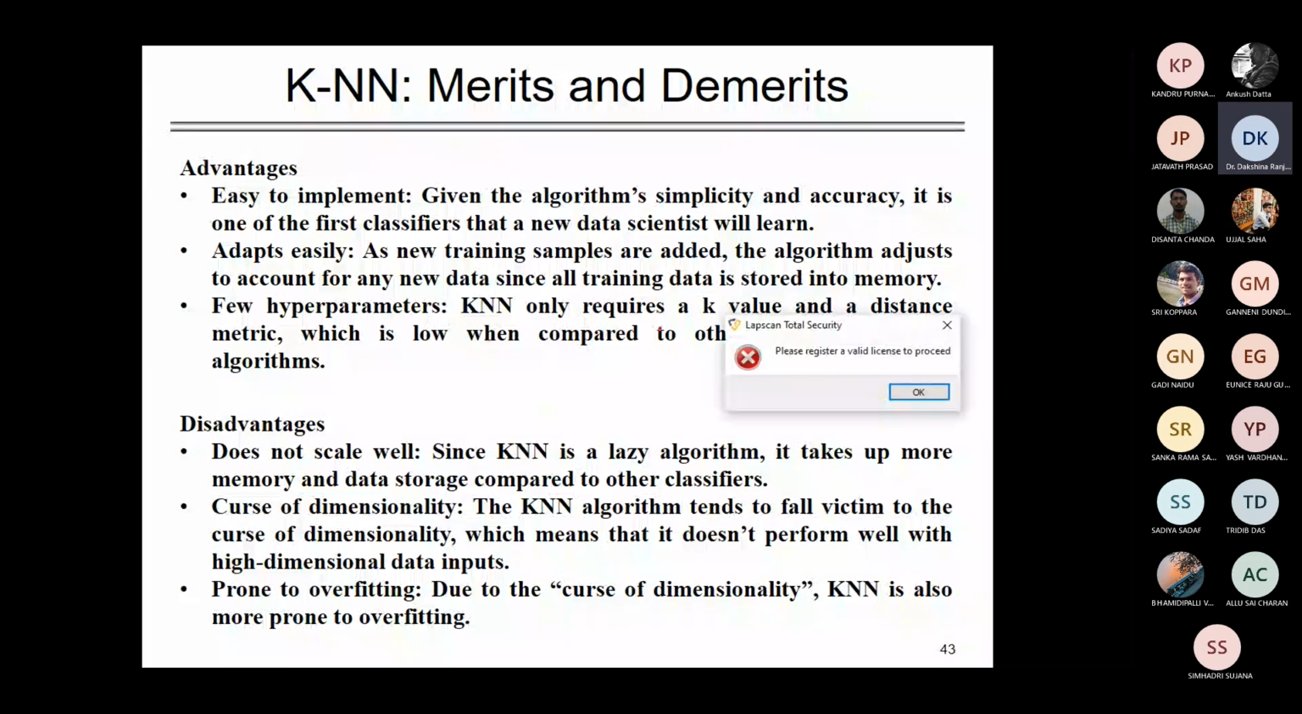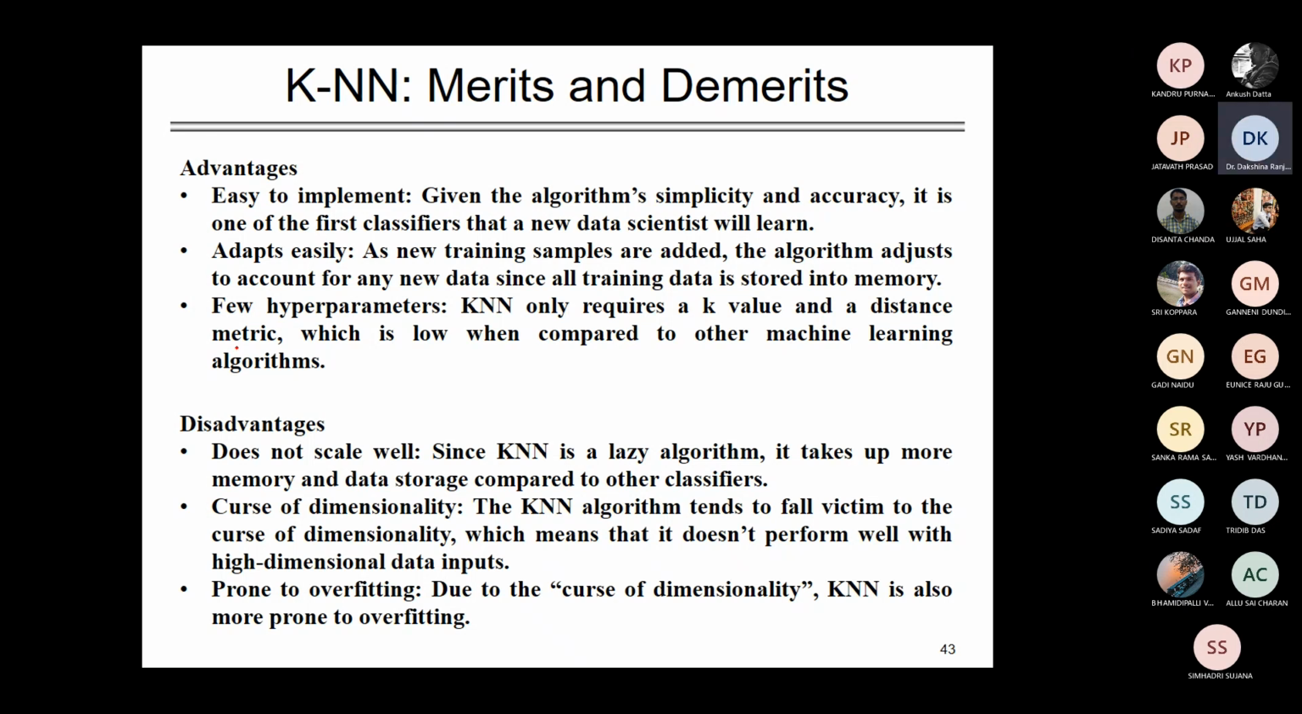KNN only requires a k value and a distance metric. So these are the only two parameters. Here it is found to be low when compared to other machine learning algorithms, because we have only two parameters, the k value and the distance metric. So this information is very low compared to other classification techniques.